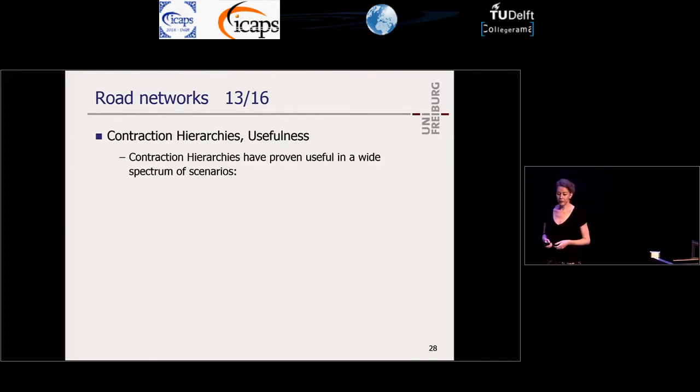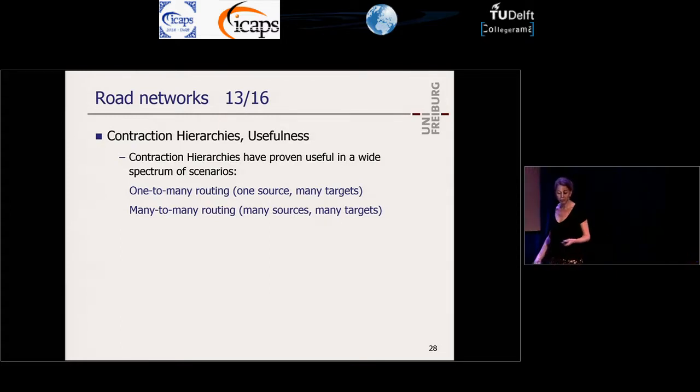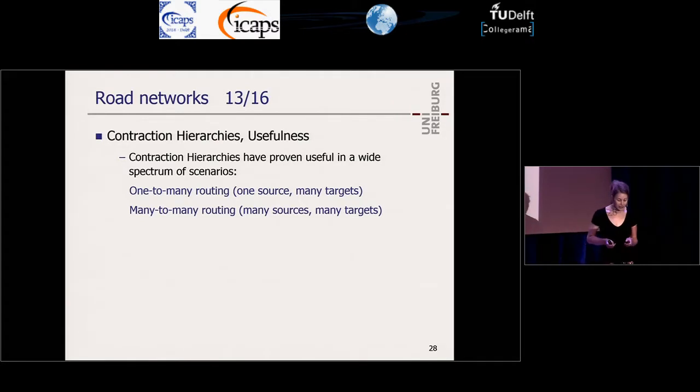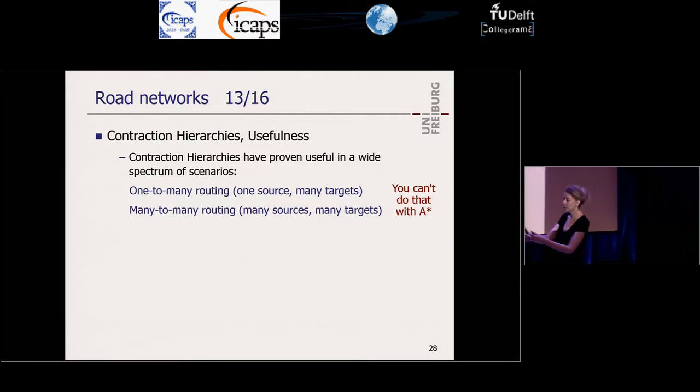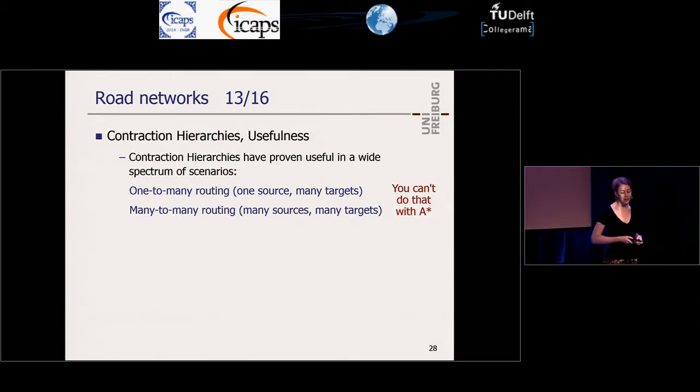So, usefulness, they are useful for a number of reasons. Here are two very important ones. Very often you want one-to-one queries. Sometimes you want one-to-many. Yeah, like in Dijkstra, or many-to-many. I mean, this is something you can't do with goal direction, naturally, right? Goal direction works when you want to go to one target. You narrow your search space towards one target.